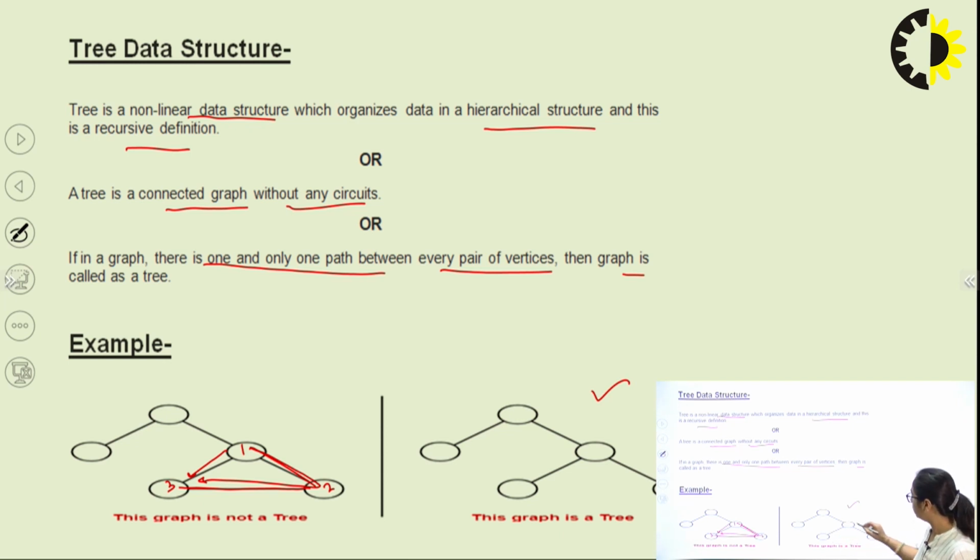Suppose we number the vertices 1, 2, 3, 4 and 5. For 1 to 5 there is only one path, 1 to 3 and 3 to 5. For 4 to 3 there is only one path, and for 1 to 2 there is only one path. This is the way you differentiate between a tree and a graph. If there is only one path between two nodes, then this is a tree data structure. If there are two paths at any point, then it is not a tree, it becomes a graph. Hopefully you understand the definition of the tree data structure.